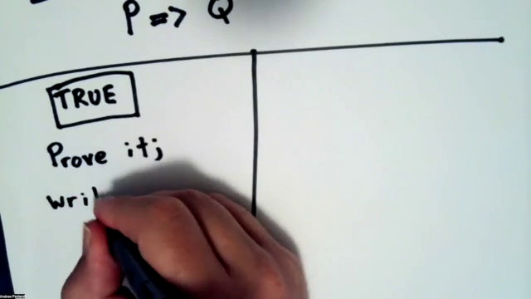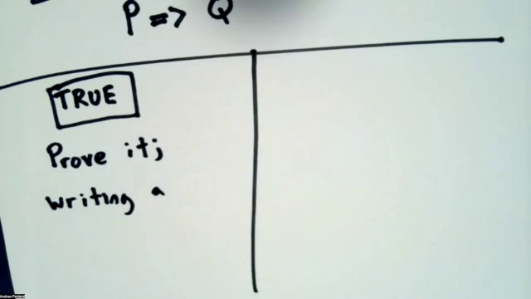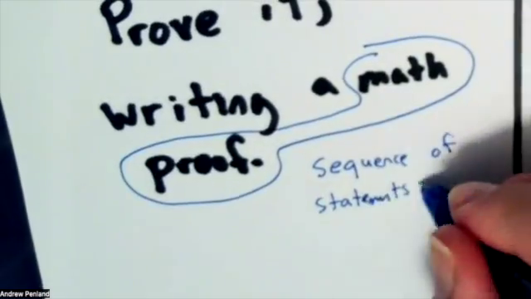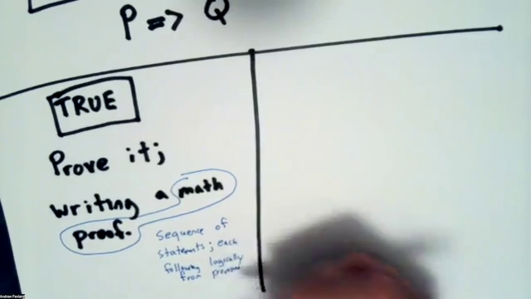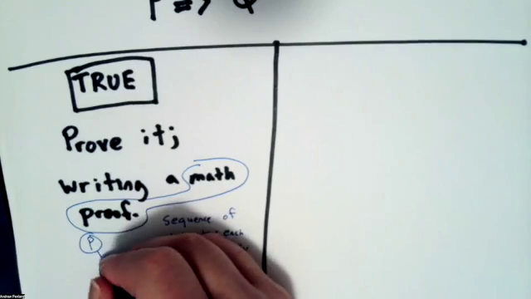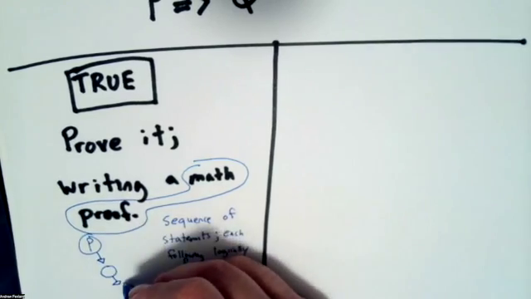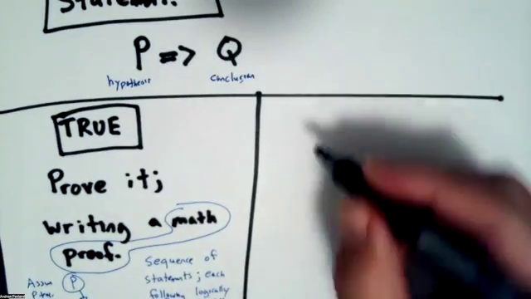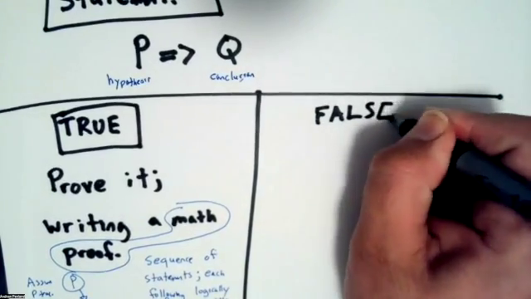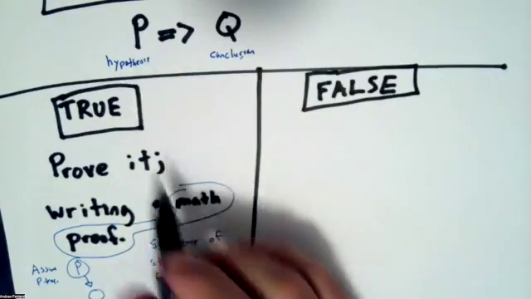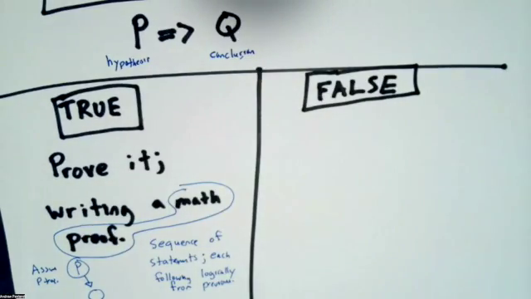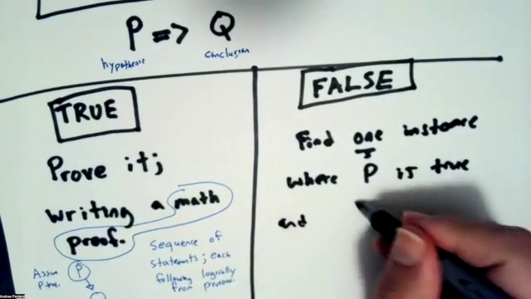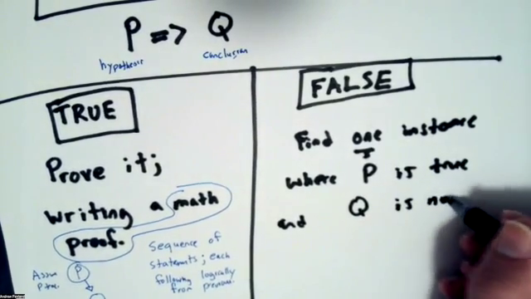A mathematical proof is a sequence of statements, each of which is valid and follows logically from the previous one. It's a chain of implications: start with P, and then you can make a statement that depends on P, and another statement. The goal at the end is to be able to show that Q is true. If the statement is false, often a counterexample is sufficient. So if this is not true, then you can find one instance where P is true and Q is not true, and that shows the original statement was actually false.